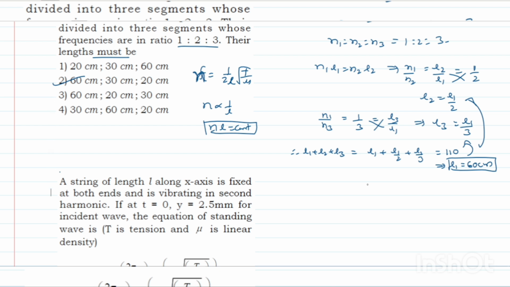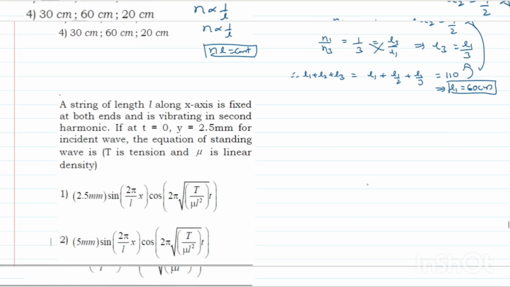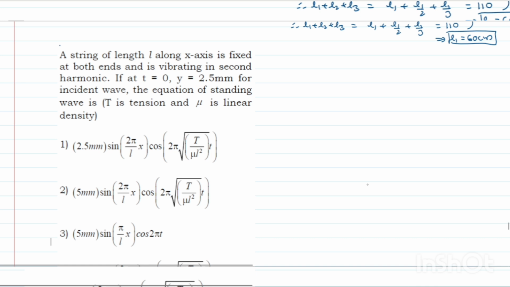Let us see the next question, students. A string of length L, along the x-axis, is fixed at both ends and is vibrating in the second harmonic. At t equal to 0, y equals 2.5 millimeter. For the incident wave, the equation of the standing wave they are asking.